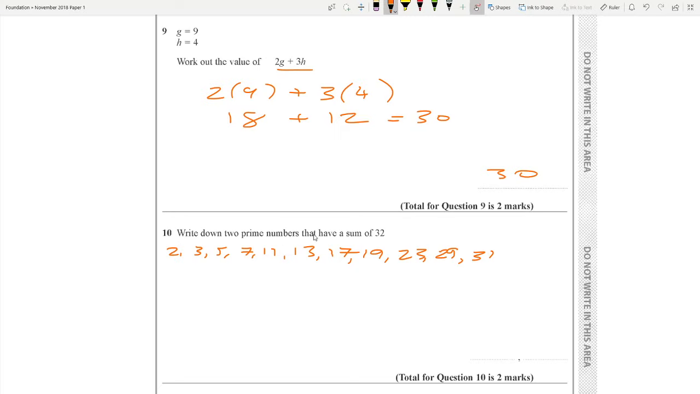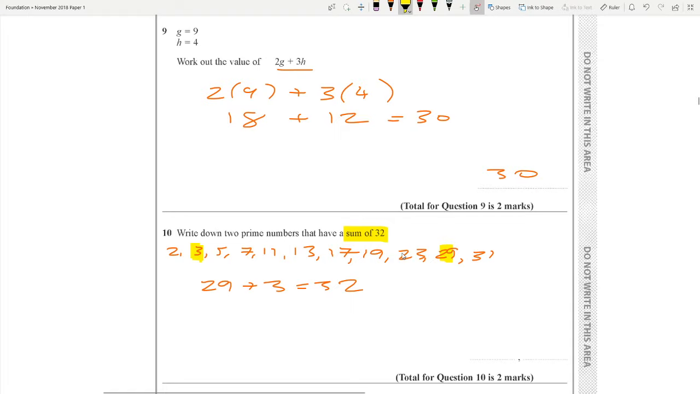So write down 2 prime numbers that have a sum of 32, meaning 2 prime numbers that add up to give you 32. Well, 31 I can't use, because 1 is not a prime number. 29, can I use 29? 29 add what gives you 32? 3 is a prime number. Okay, that works. So 29 and 3, that's one possibility. 29 add 3 equals 32. Alright, are there any other solutions? Are there any other 2 prime numbers that give you a sum of 32?